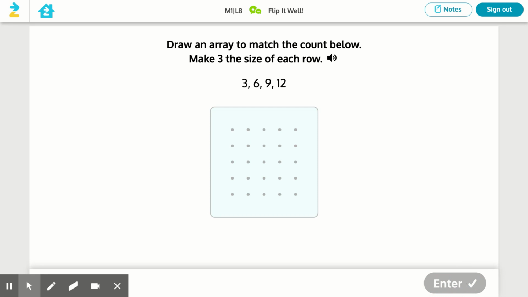All right. Draw an array to match the count below. Make 3 the size of each row. And so we are going to create an array, and each row is going to be 3 units. 1, 2, 3. So here is 3, 6, 9, and 12.